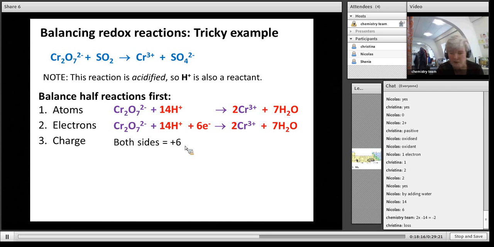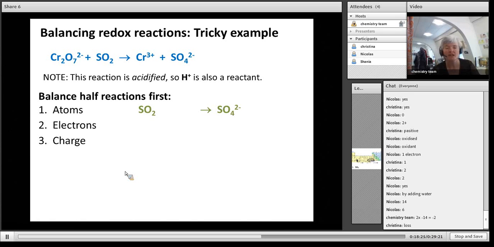Right, so hopefully you can all see that. Okay, so now that we've done that, we are happy that that equation is balanced. So now we do the other one. So what is this one? Is this the oxidation or is this the reduction?